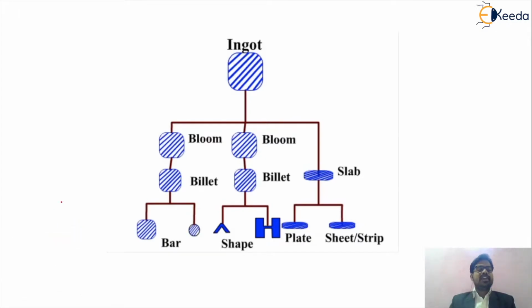So the first raw material will be called the ingot. From the ingot we get different types of processes. As we have seen, there are two different types of mill. The first type of mill will be your blooming mill. We have already discussed what we mean by blooming and what its shape is. The second type will be called slabbing.